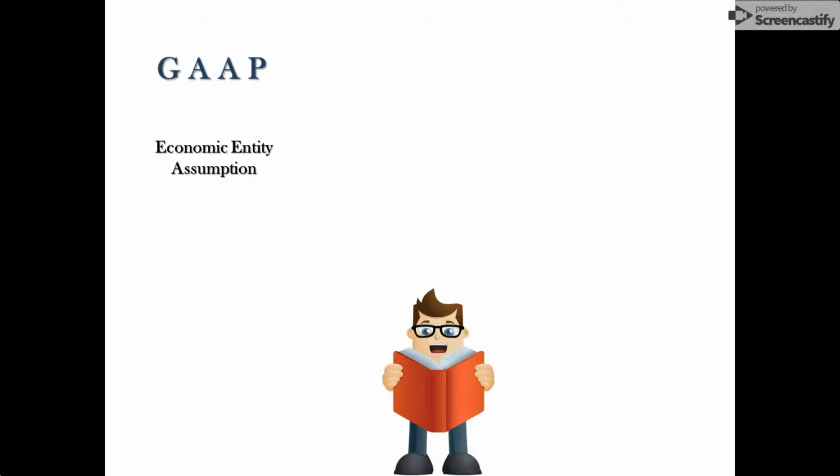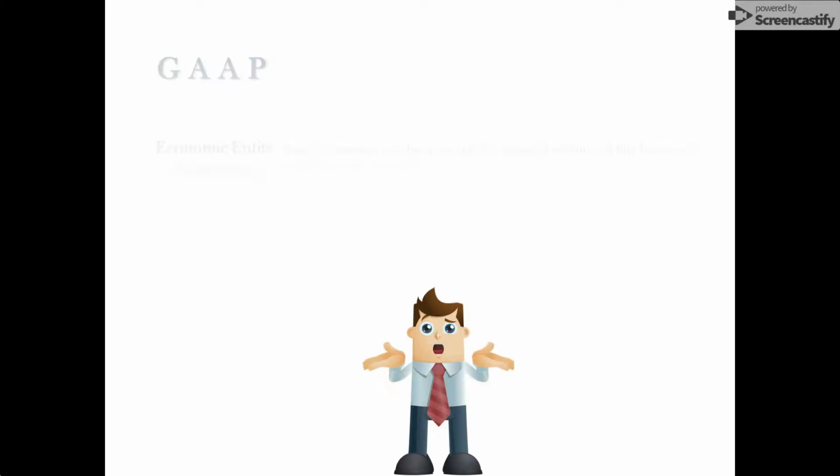The economic entity assumption states that the financial activities of a business and the financial activities of that business's owner must be separate. This allows one to examine the business's accounting information, knowing that it has not been altered or influenced by any events outside of the business, such as through the owner's personal activities. So what does this mean? Let's look at some examples.